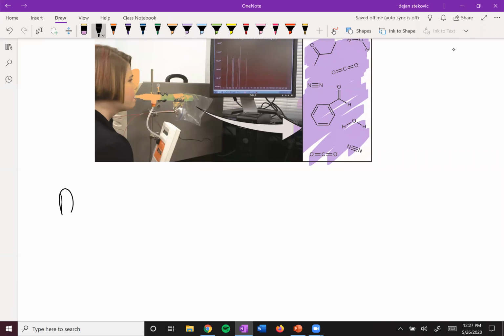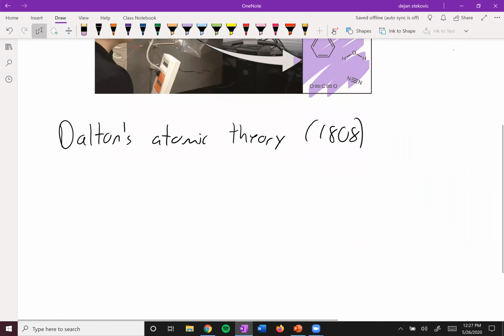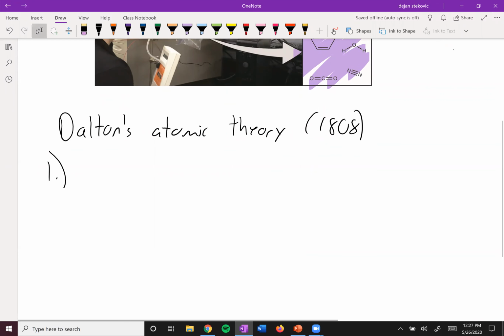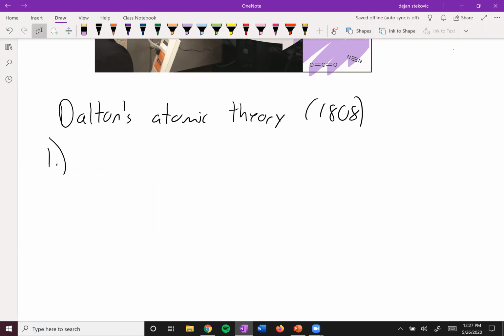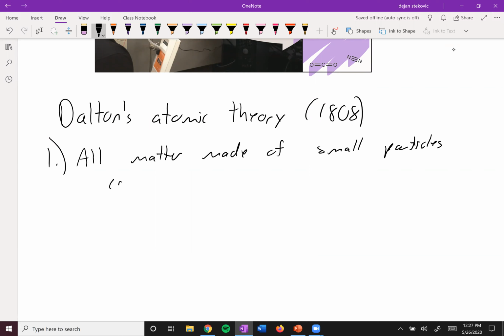And so a lot of this stuff started back in 1808 with Dalton's atomic theory. You don't have to memorize this or anything, but you just kind of want to know it. That way it forms the basis of what we think about today. And so the first thing that Dalton said is that all matter is made out of small particles called atoms. Right, so everything you can touch and feel is made out of tiny little atoms.